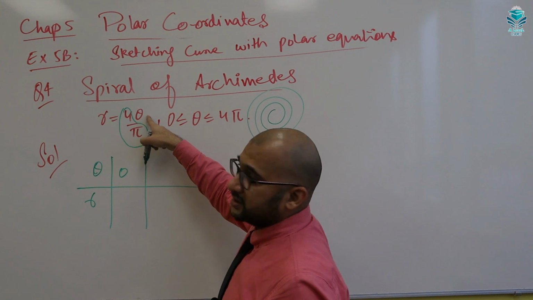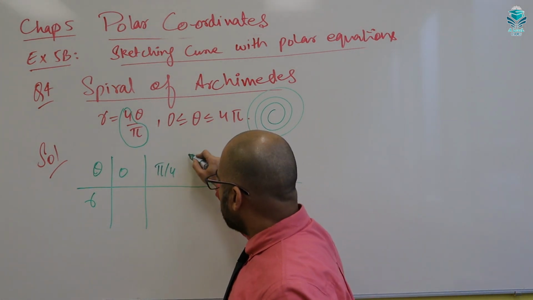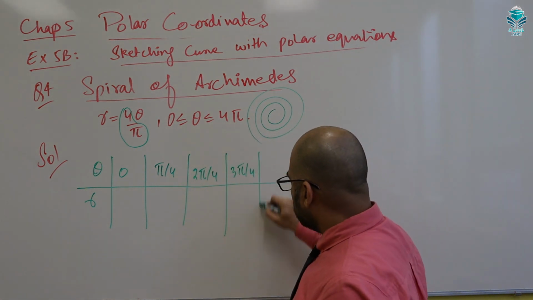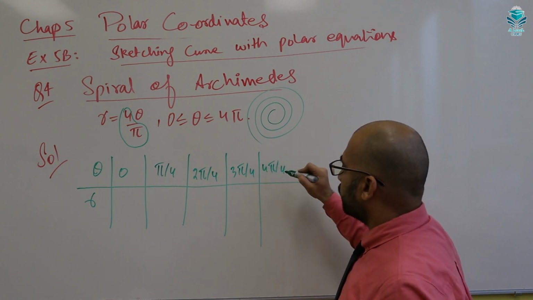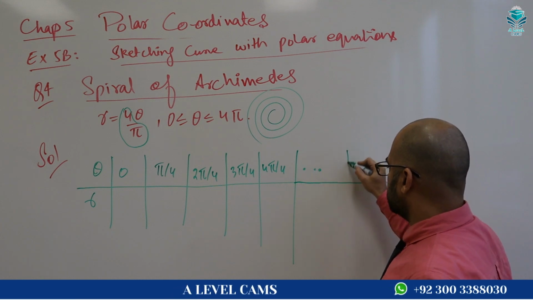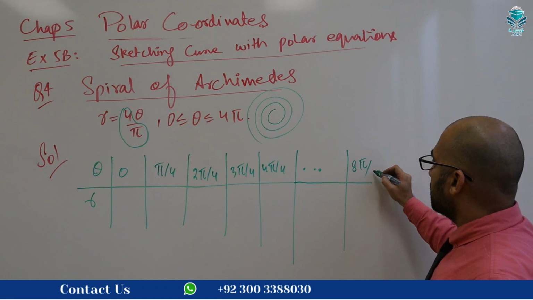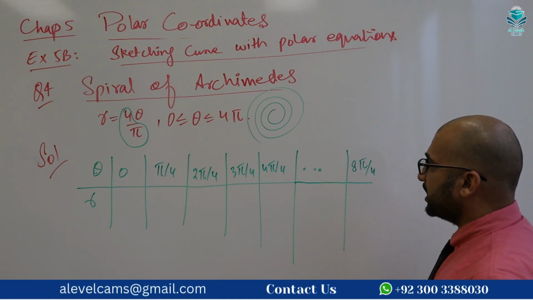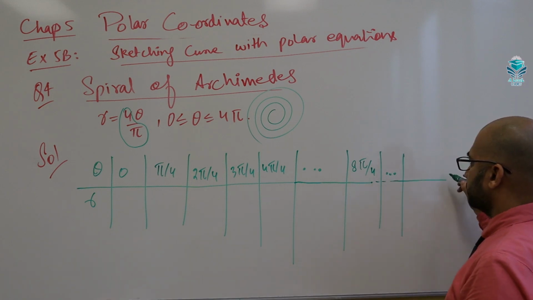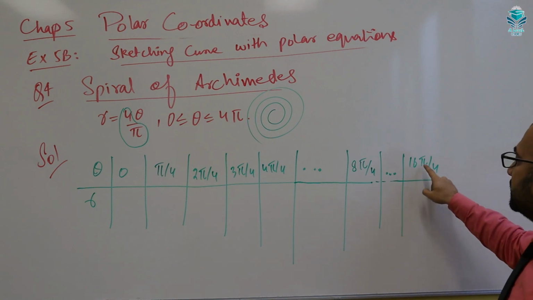So I will take theta as multiples of pi by 4. Firstly I will take pi by 4, 2 pi by 4, 3 pi by 4, 4 pi by 4. 4 pi by 4 is pi. Understand? Similarly, and so on, the next value I will get is 8 pi by 4, which is 2 pi. And so on. I will take the last value 16 pi by 4. It means I have 16 values of pi by 4.